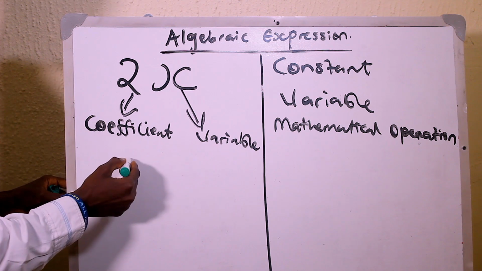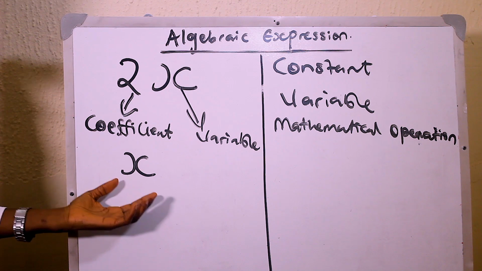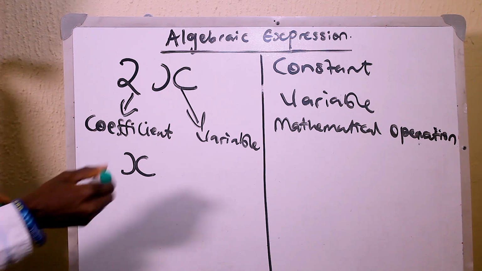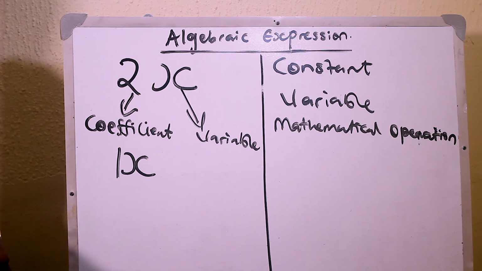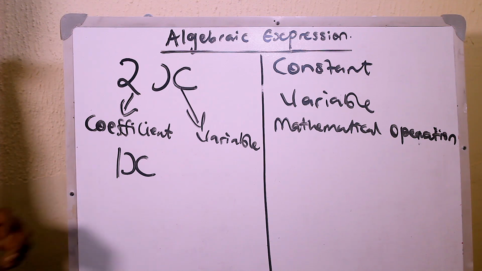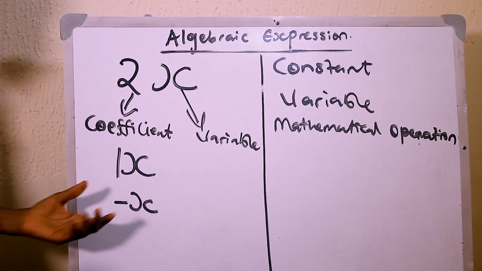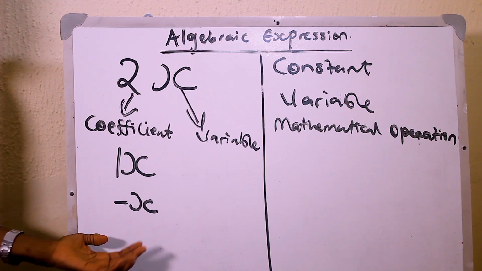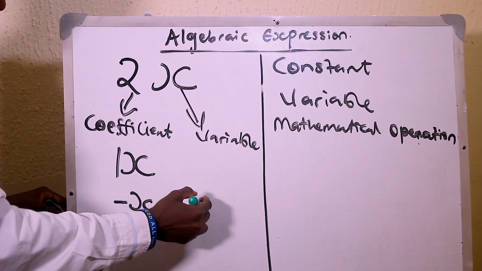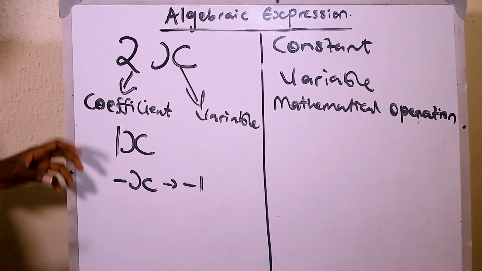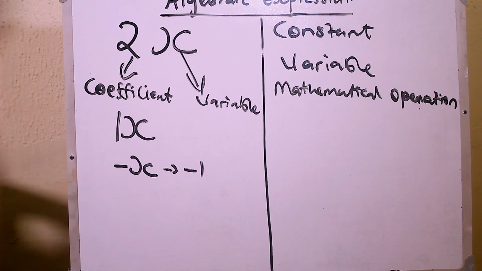What about if you have just x? Is there a constant here? Of course we have a constant here. The constant here is 1, so this x is 1x. But even if you don't write 1x, you should have it at the back of your mind that there is a constant here. Also, if you have minus x, you ask yourself, what is the constant here? You should be able to guess the constant from what I just said here. The constant here will be minus 1, which means you can also say that the coefficient of minus x is minus 1.